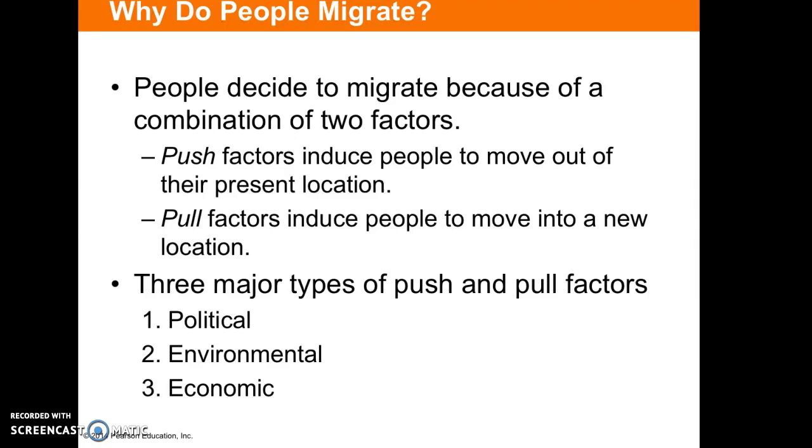But why do people migrate? People decide to migrate because of a combination of two factors. A push factor is something that induces or encourages people to move out of their present location. So it's really pushing them out of their country or pushing them out of their rural home into an urban area. So whether you're talking about transnational or international migration or internal migration, a push factor is the reason people leave.